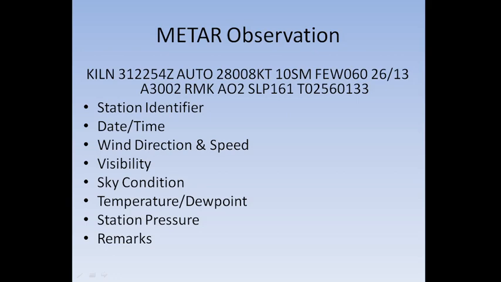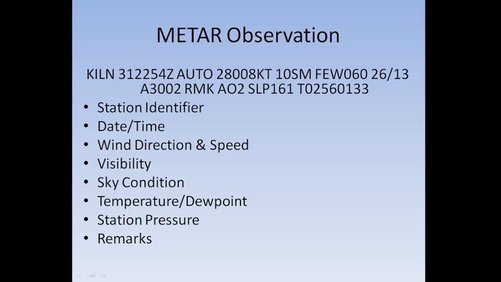Date and time, the date is the 31st, it says August 31st, and the time is 22:54Z. These are sent out every hour. You'll see that time to be pretty close to the top of the hour, typically not right on the hour. You'll see it about 5 minutes or less before the top of the hour. The AUTO means this is automated. There is an ASOS, an automated surface observation system at this location, so there is no human interaction involved in this observation at all. Winds were reported at 280 at 8 knots.